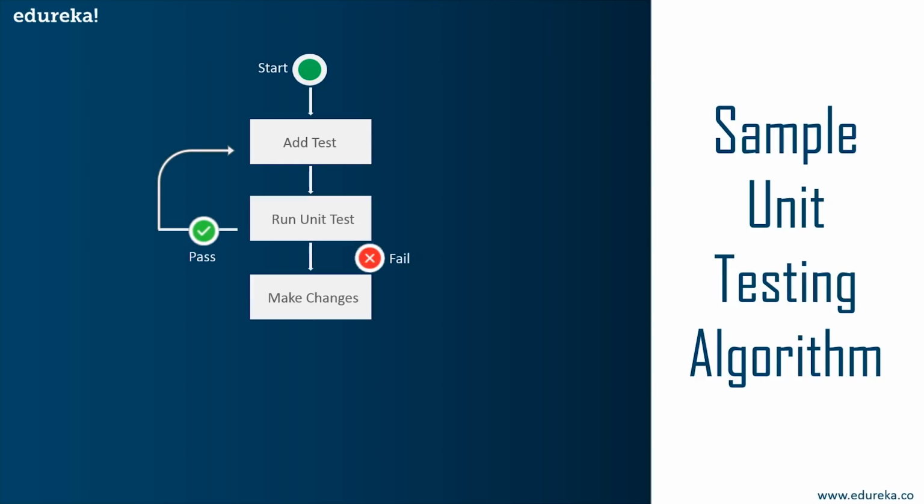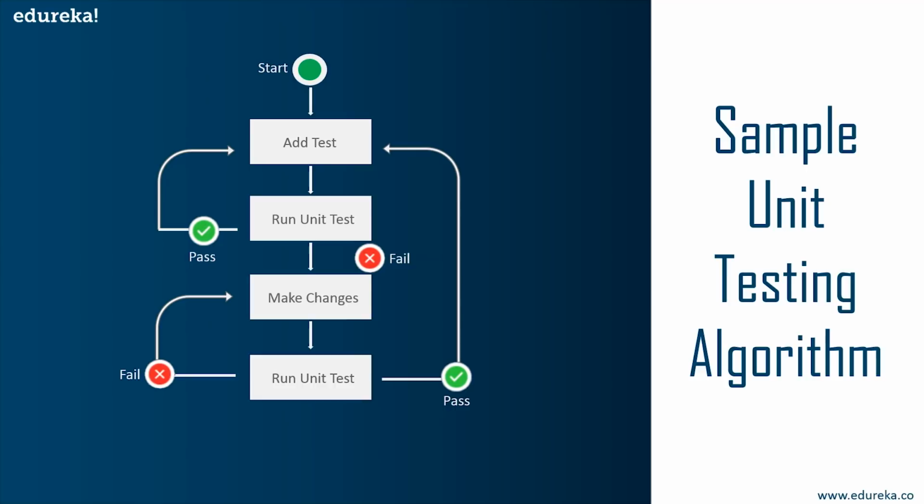In case your test fails, what you do, you make the necessary changes and you run the unit test again. And after you run your test again, if it fails, then you make changes again and you repeat the cycle until the code which you've written is perfectly working and it's returning the value that you're expecting or the results that meet your requirement. And suppose after making changes, if your test passes, then you can add it to the test suite and move it on to the next level of testing.